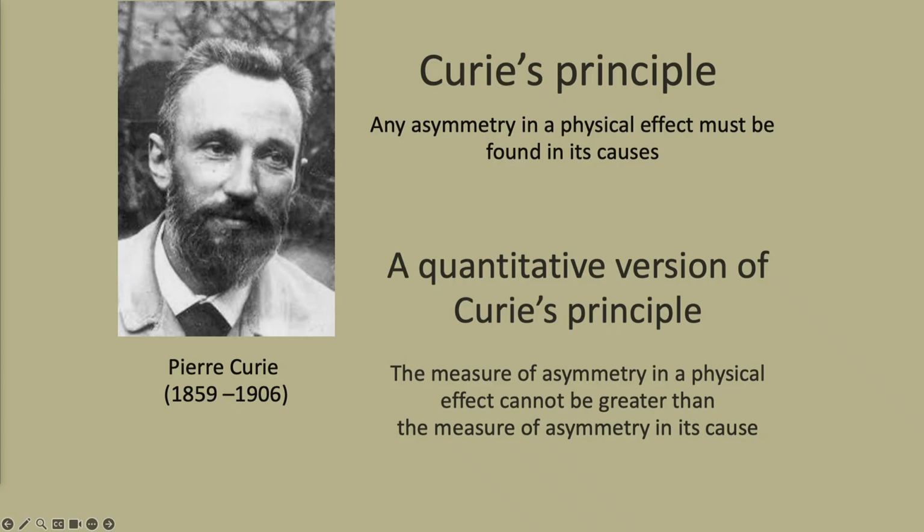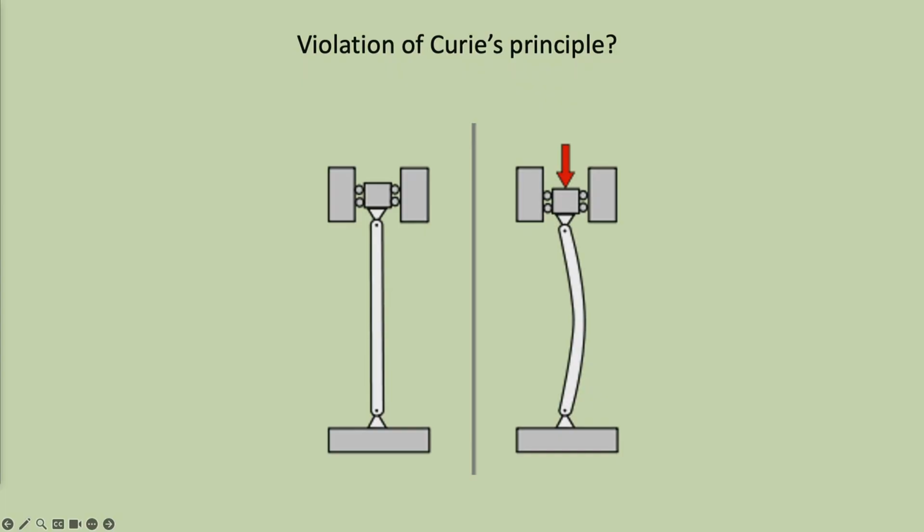So it's not just is the symmetry there or not, but you might think that if your solution has a higher measure of asymmetry than the initial condition, then you have a problem as well. Okay, so on the face of it, this seems like a reasonable principle. So what could possibly be wrong with it?